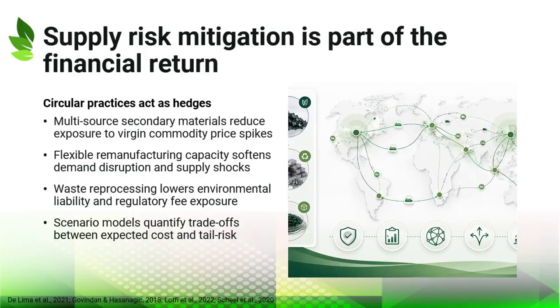Supply risk mitigation is part of the financial return. Circular practices can act as hedges because they reduce dependence on single sources of virgin materials. Multi-source secondary inputs can limit exposure to commodity price spikes. Flexible remanufacturing capacity can soften disruption when demand or supply conditions change. Waste reprocessing can reduce environmental liability and future fee exposure. These benefits may not appear as a simple revenue line, but they support cash flow stability and reduce downside risk.